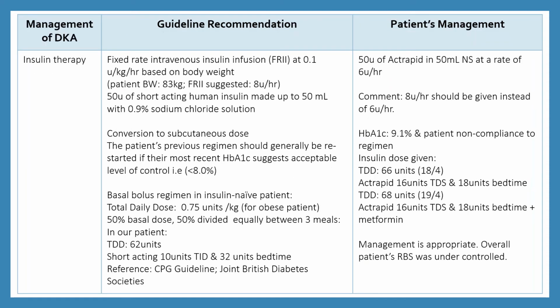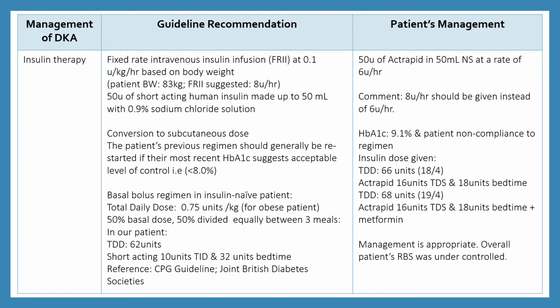In the insulin therapy, 50 units in 50 ml normal saline was given to our patient at a rate of 6 units per hour. However, we would like to recommend using 8 units per hour based on the calculation using the body weight according to the Malaysia and UK guideline. Besides, when our patient wants to change from the infusion insulin to subcutaneous insulin, the previous regimen shouldn't be used, as our patient's HbA1c is high, which is 9.1, and the patient is non-compliant to the regimen.